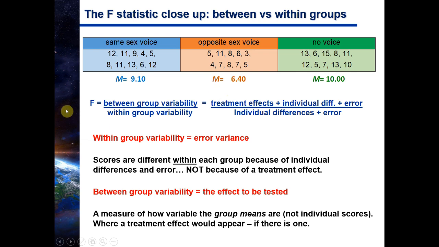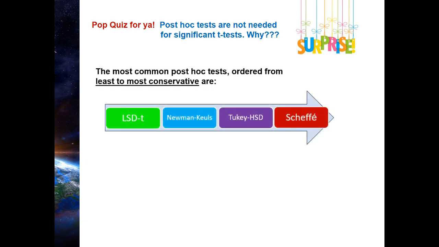Now, when you get a significant F value, all that tells you is that there is a difference somewhere among your means, but it doesn't tell you where those differences are. And that's where we introduced the post hoc tests. I gave you a little bit of a surprise quiz here. We said post hoc tests are not needed for significant t-tests, and that's because t-tests are only comparing two means. So if your t-test is significant, then the difference has to be between those two means. There's no other possibility.